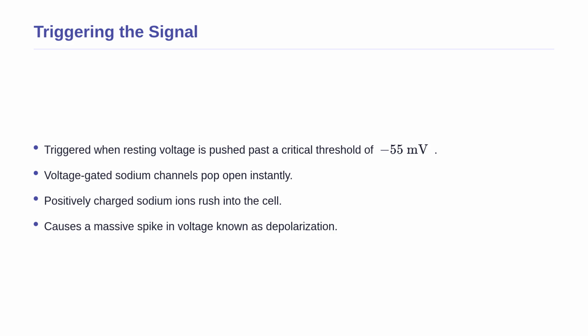This sudden influx of positive charge causes a massive, rapid spike in the membrane voltage, a phase we call depolarization. The inside of the neuron briefly becomes positive relative to the outside. This rapid reversal of the membrane potential is the very heart of the action potential.